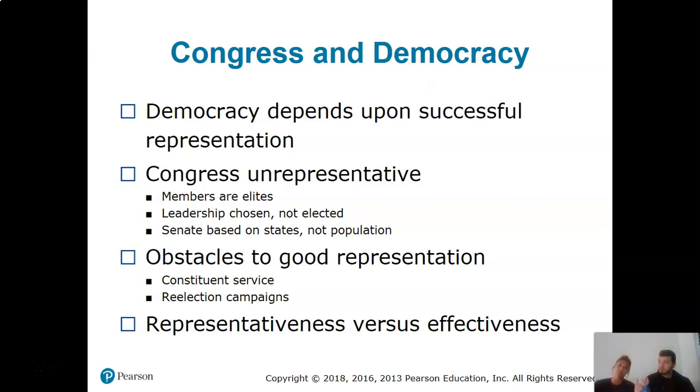We elect the people in Congress, but then congressional members choose who's going to lead them. And again, it depends on who's in power. It can vary on who's elected, and that can be scary. Well, they might not choose the person who would be best for the job. Right, that's what I mean. Senate is based on states, not population.